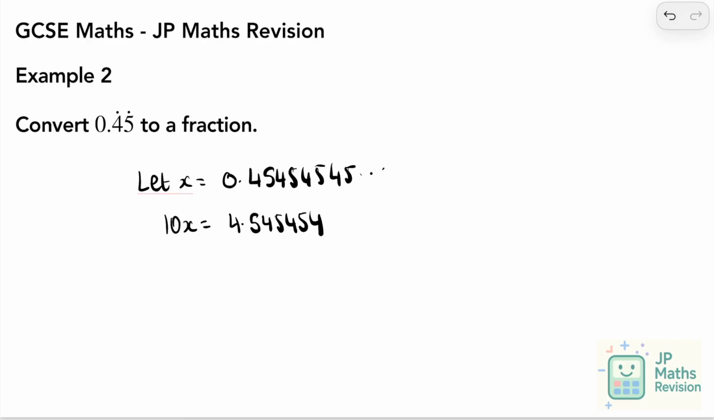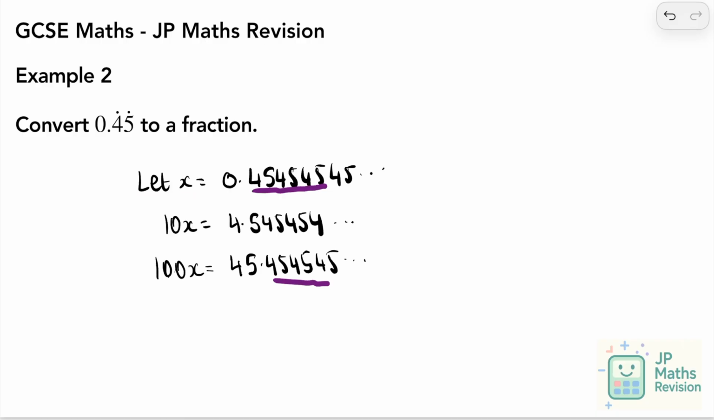10x is 4.545454. Now, this is an issue because if we try to cancel them, it's not going to cancel out, because we've got 5, 4 and 4, 5, so they're not the same. So then we need to go one step further. We need to find 100x. 100x is going to be 45.454545. And that's great because now we have a 4545 and a 4545 over here.